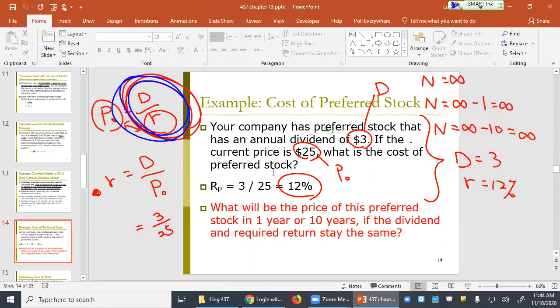So for as long as my numerator and denominator stay the same, my price of the preferred stock will remain the same. How much is it? $25. Okay. So for as long as the dividend and required return stay the same, right? If the numerator and denominator stay the same, your price of the stock will remain the same as well, whether it is 1 year from now or 100 years from now.